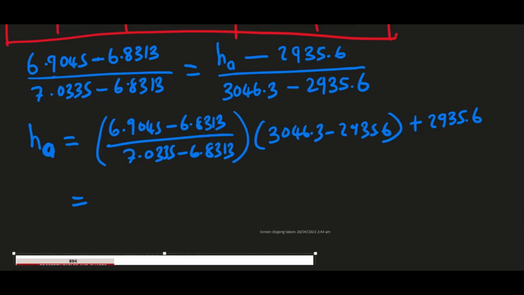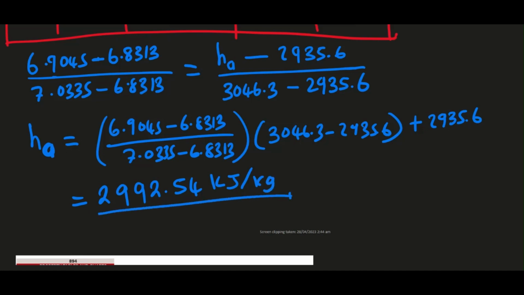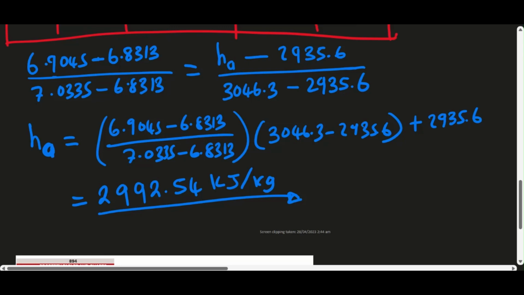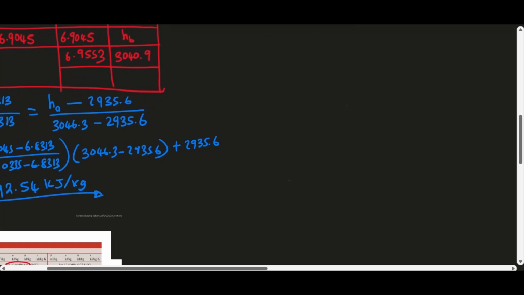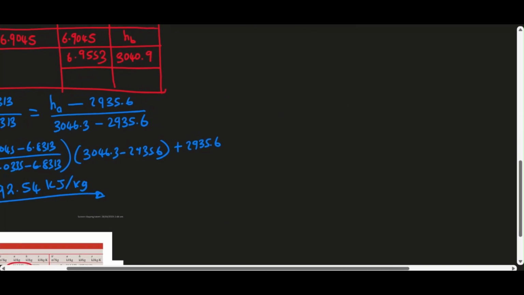If you work that one out, you get an HA value of 2992.54 kilojoules per kilogram. Confirm that on your side, please. But yeah, that's what you will get. And then we'll do the same for HB.